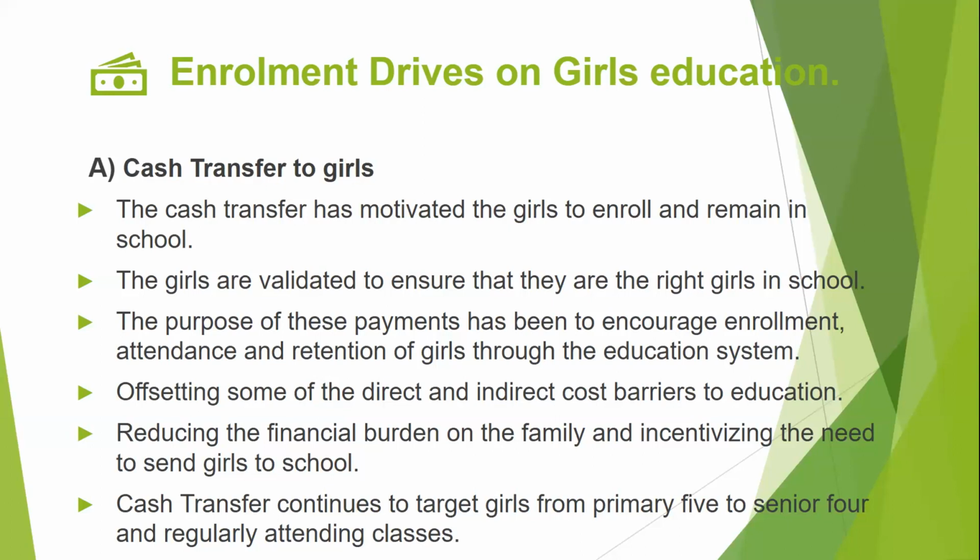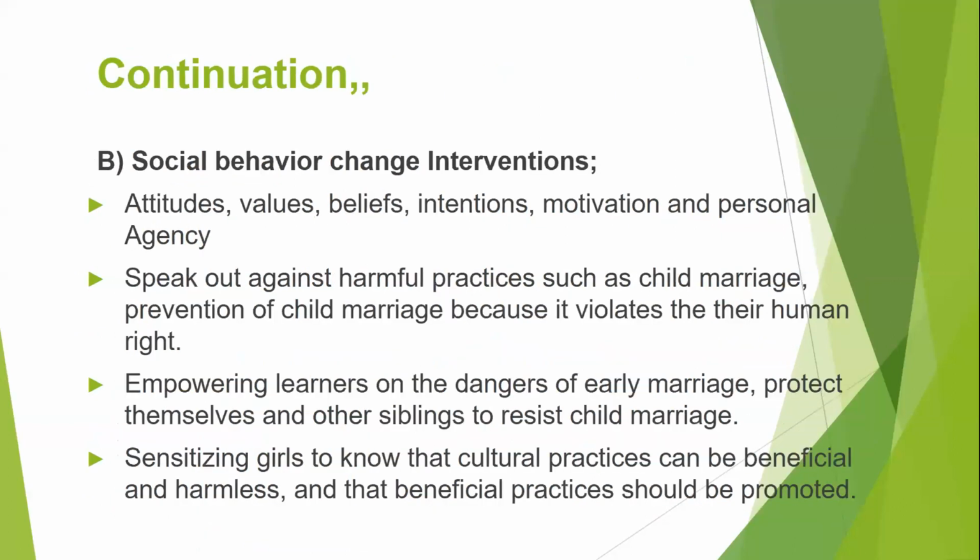The payment is to encourage enrollment, attendance, and retention of girls through the education system, offsetting some of the direct and indirect cost barriers to education. The indirect ones, like what Emmanuel was saying, are some basic needs for these girls outside the school environment, but they also contribute to their attendance and retention in school. Then it reduces the financial burden on families, and cash transfer continues to target girls from primary 5 to senior 4, which has supported these girls to attend classes regularly. She was just trying to describe what this cash transfer for girls is all about. Next slide, please.